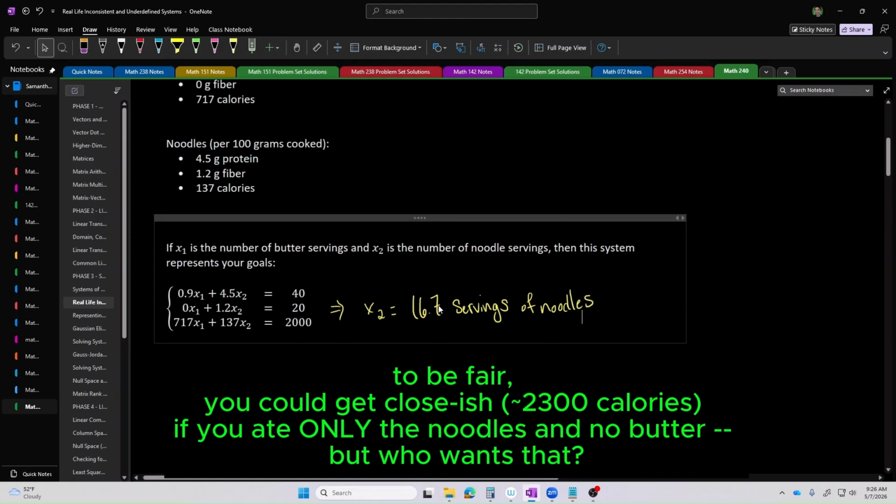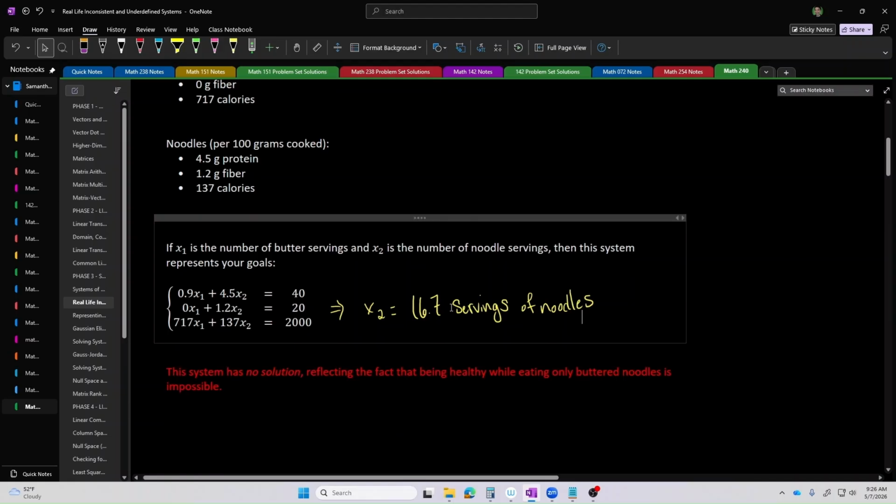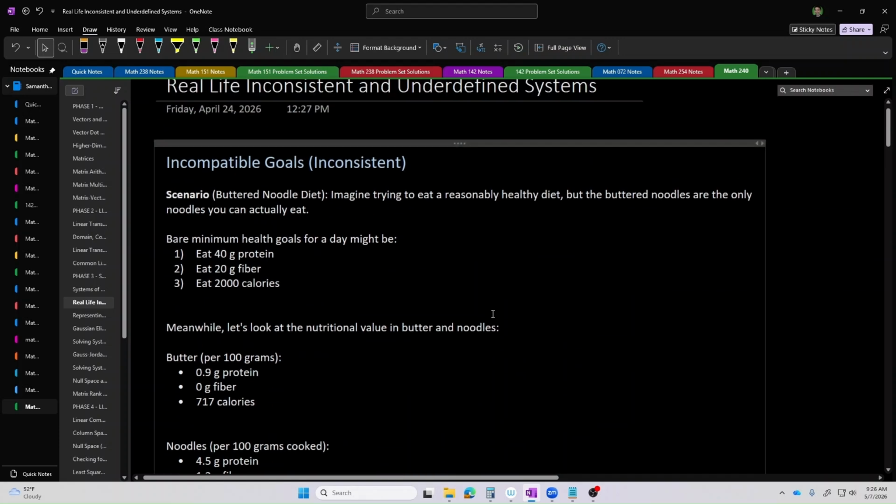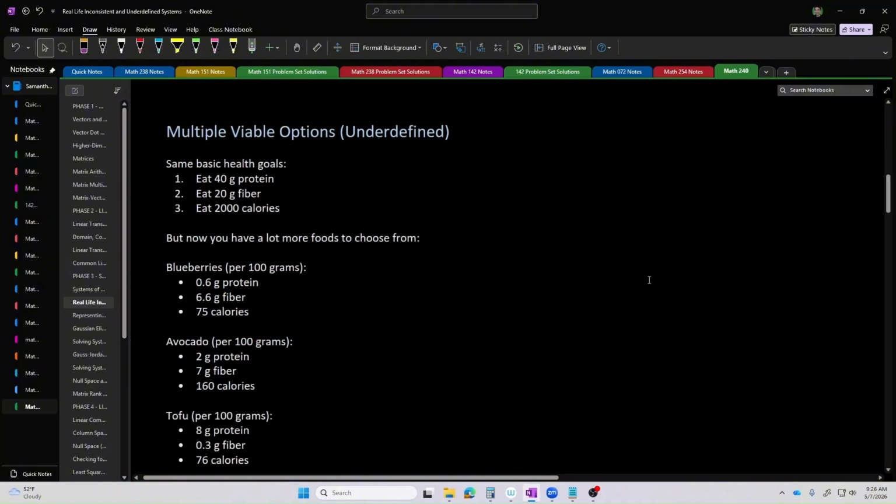So this system of equations has no solution because the goals that you have set for yourself, trying to eat healthy on only buttered noodles, that is impossible. So this has given rise to an inconsistent system with no solutions. Now, by contrast, you can get an underdefined system, a system with infinite solutions, in a scenario where there are multiple viable ways to meet your goals.